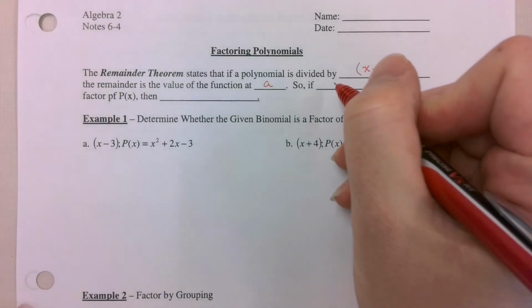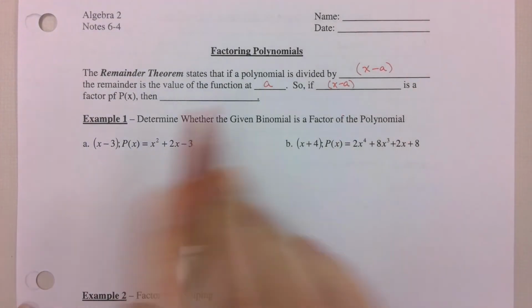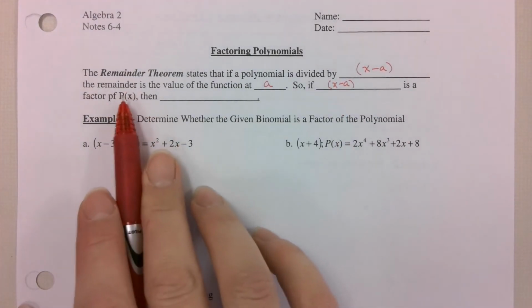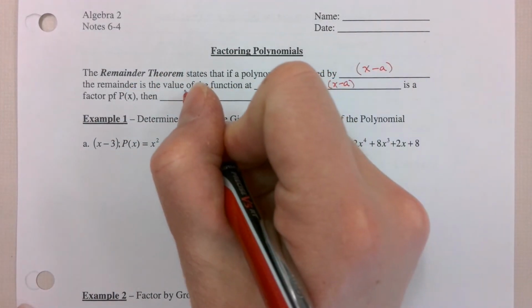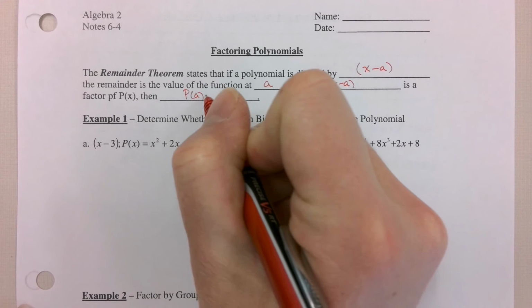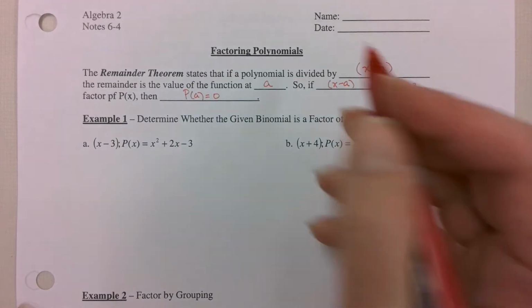So if x minus a is a factor of p of x, our dividend, then p of a equals 0. All right, so let's talk about that in real terms that's a little bit more understandable.